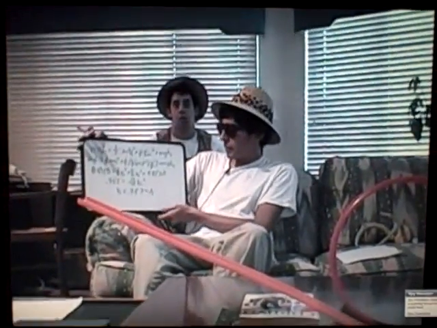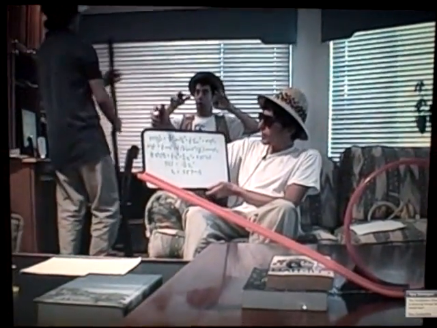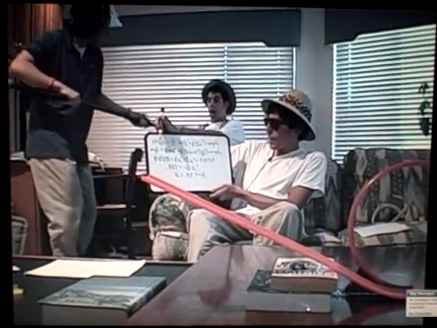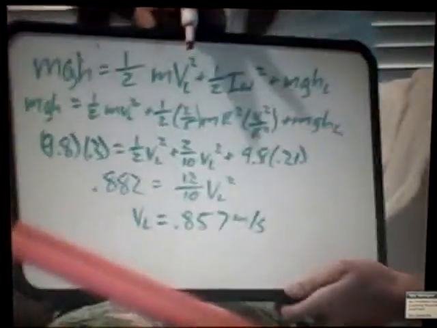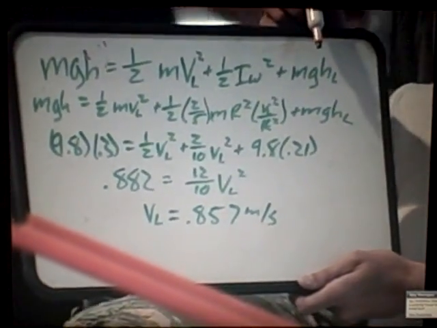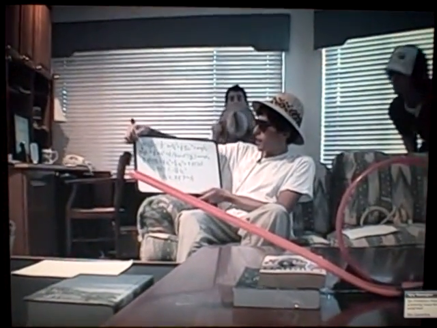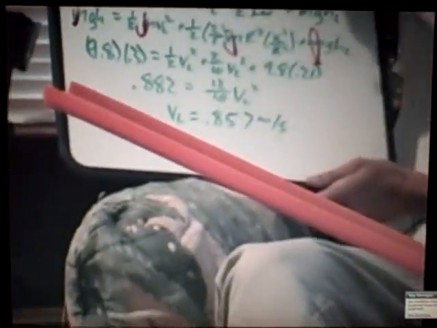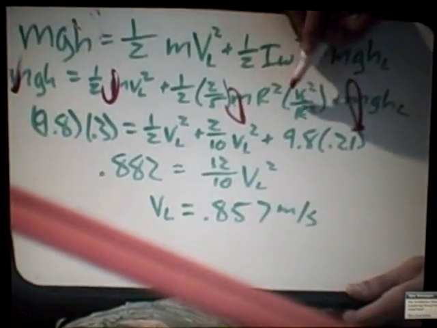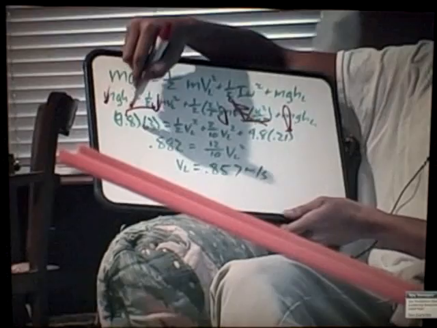In this portion of the experiment, we're trying to find VL, the launch velocity of the ball as it travels off the ramp. So we set up our energy equation. We have mgh equals 1/2 m VL squared plus 1/2 I omega squared plus mgh at the launch point. All the m's cancel out, and then the r squared cancels again. Then we plug in the values.